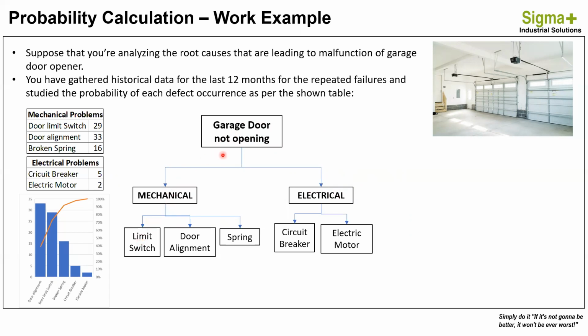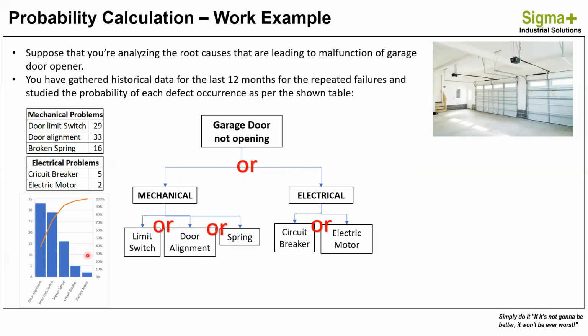And usually it's so important to plot the logical relations between the potential problems, right? So, for example, I can say the garage door could not open due to either a mechanical problem or an electrical problem. And we could have a mechanical problem due to either a limit switch problem or a door misalignment or a broken spring, right? So plotting the logical relationship between the causes of the problem is an important condition to calculate the probabilities, right?